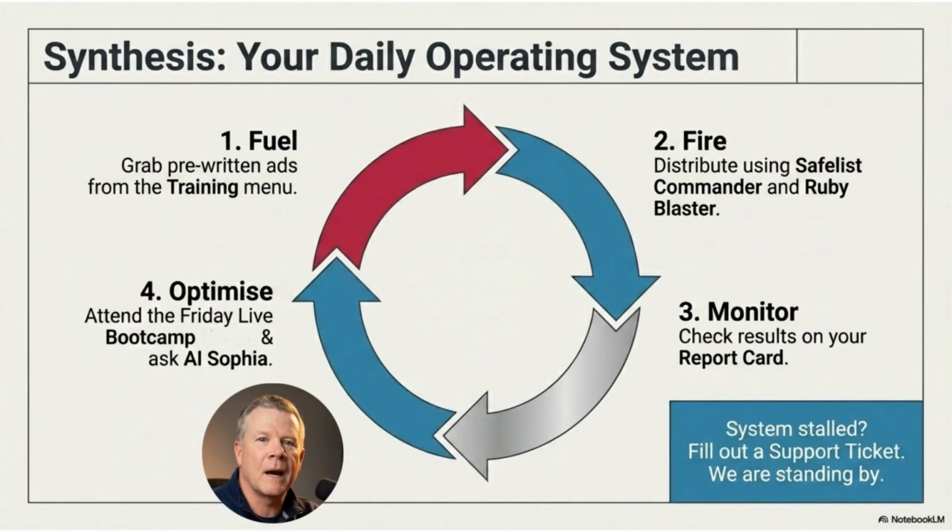This is your daily operating system. Fuel, grab pre-written ads. Fire, distribute using SafeList Commander and Ruby Blaster. Monitor, check your results on your report card. Optimize, attend the Friday Bootcamp and use AI Sophia. Repeat this cycle daily, and you build momentum. If you ever get stuck, submit a support ticket.